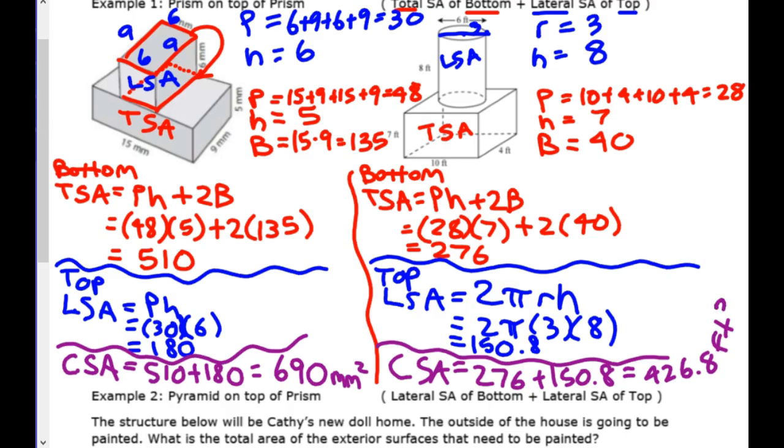Okay, kind of ran out of room. I have to write sideways. 426.8 feet squared because I added my bottom total and my top lateral together. Okay. So the bottom was 276, right? Top was 150. Add them up.